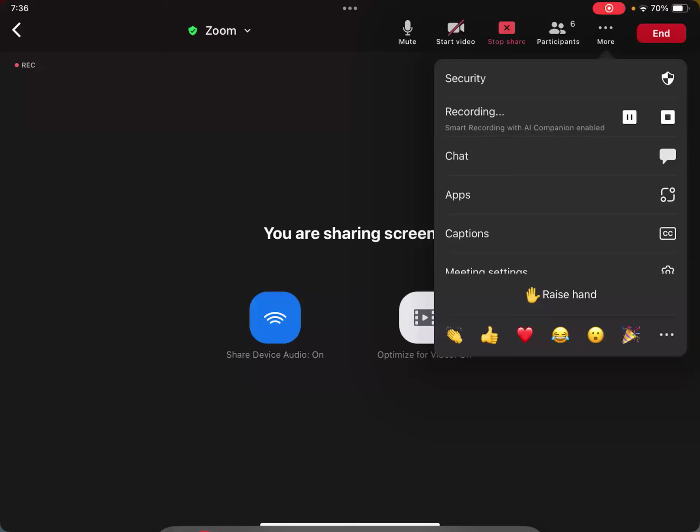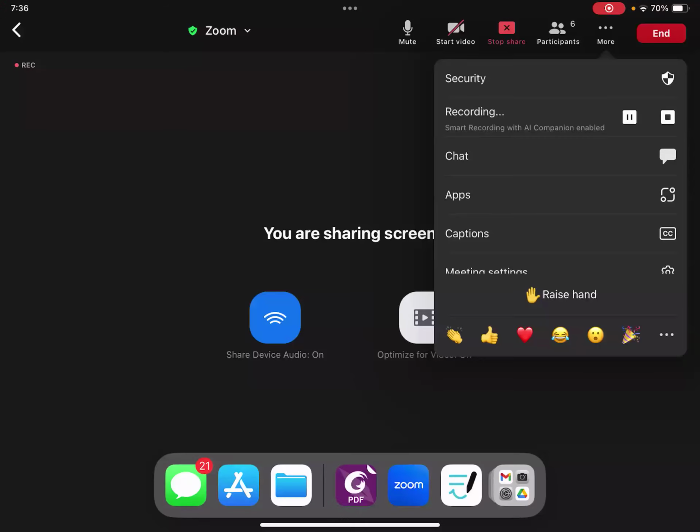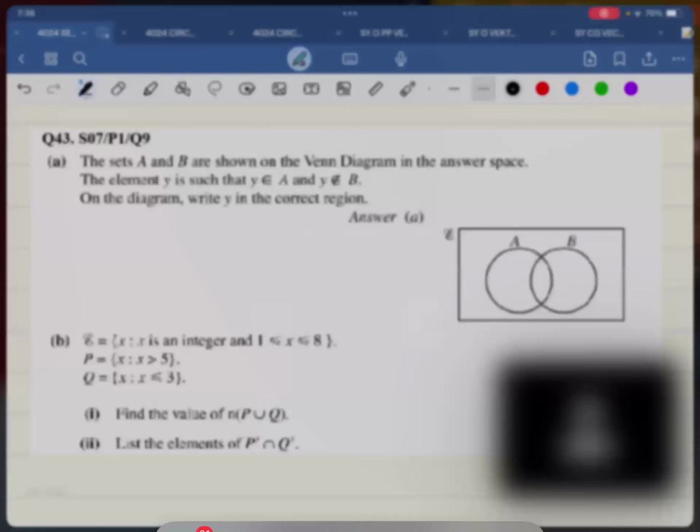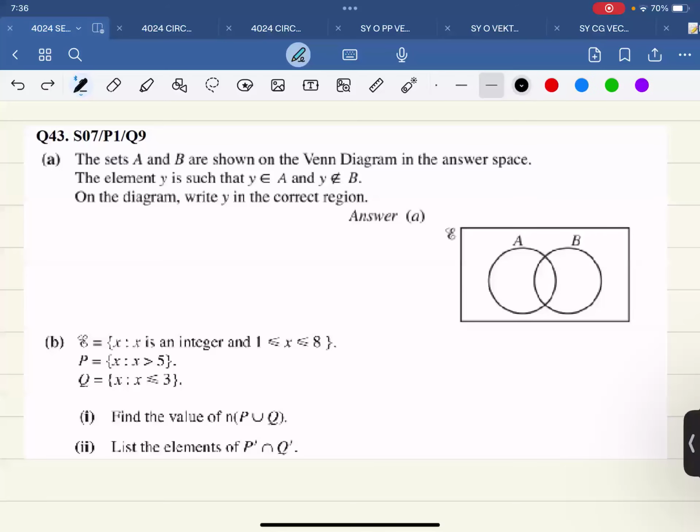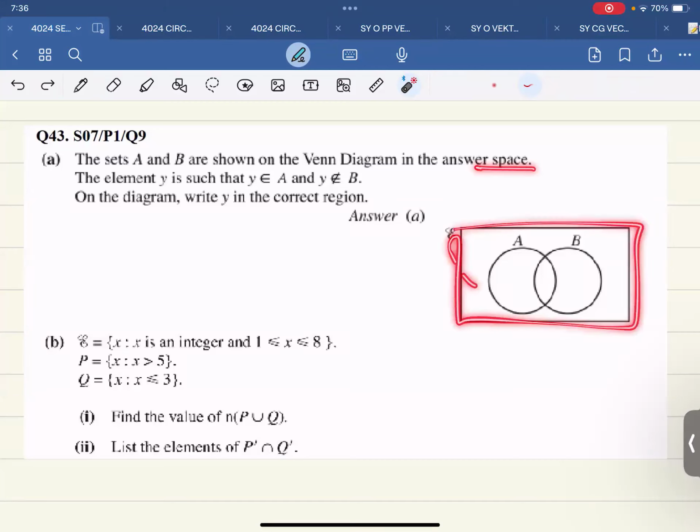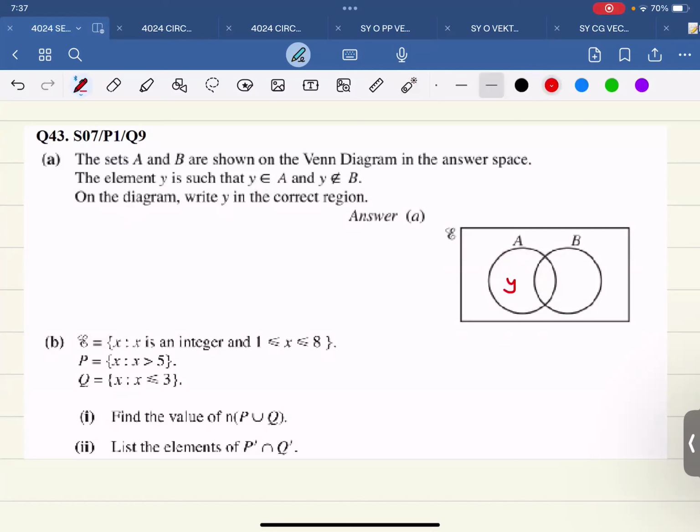Now, over here, the question says, the sets A and B are shown on the Venn diagram in the answer space. The element Y is such that Y is an element of A. So Y could be over here, Y could be over here, but Y is not an element of B. That means Y is only over here. On the diagram, write Y in the correct region. So this is where Y is, only in this region.